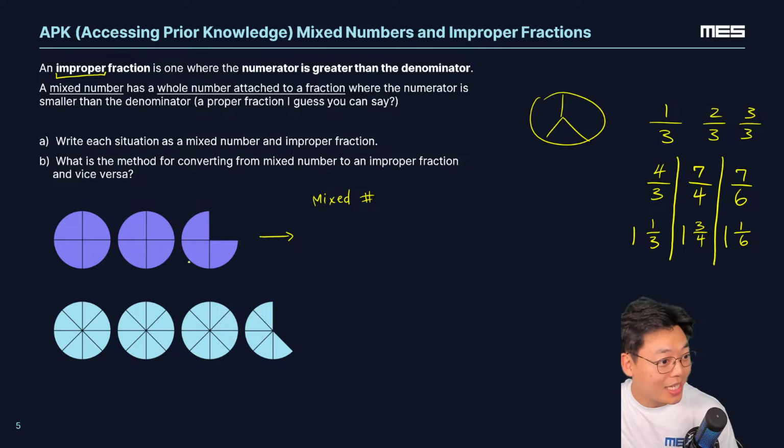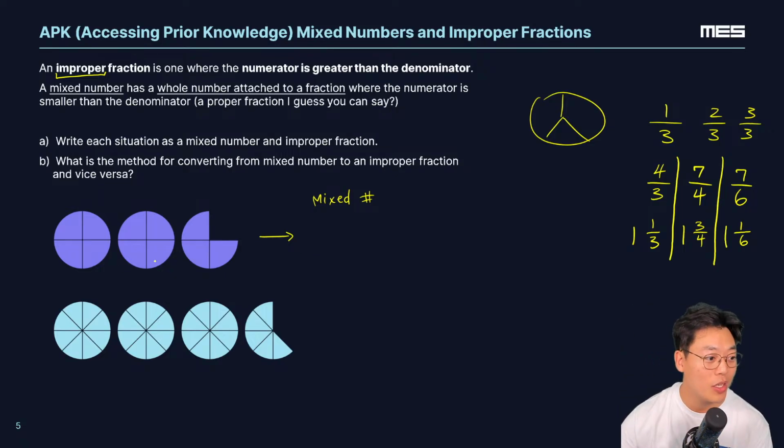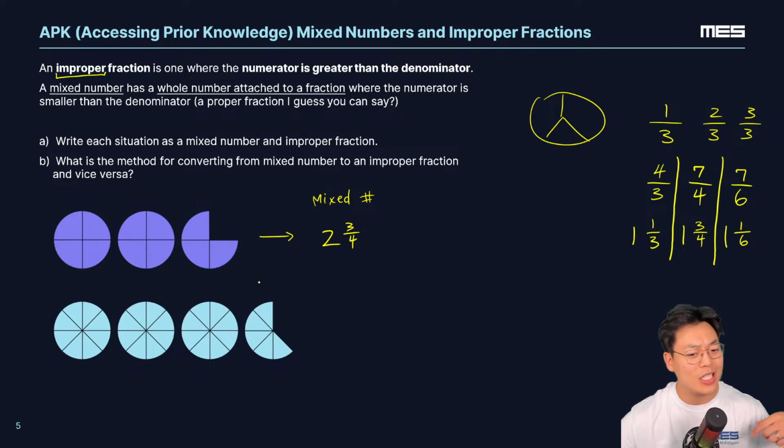It looks like we have 2 total. Max, amazing work. Chloe, right behind you. 2 and 3/4. Awesome, right? We have 2 full circles and then 3/4 of the next one. You know what? Might as well do the next one as well. How would you write that one as a mixed number?